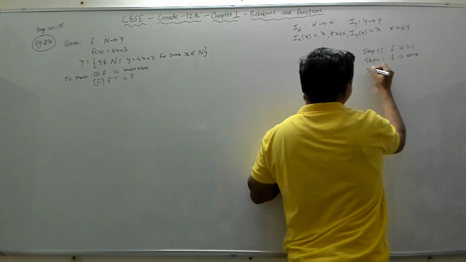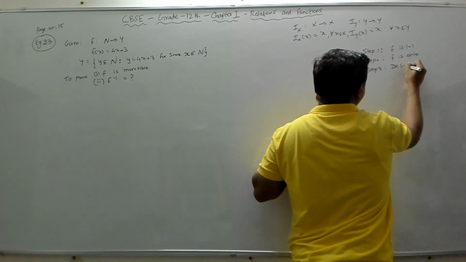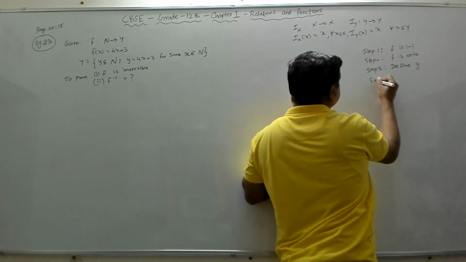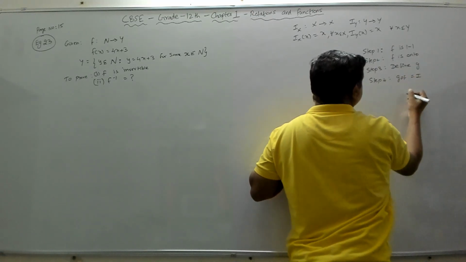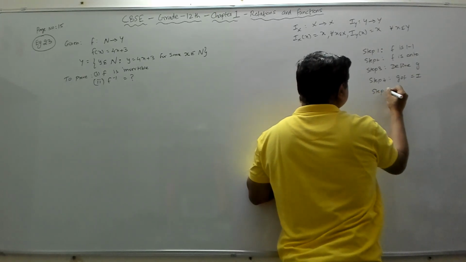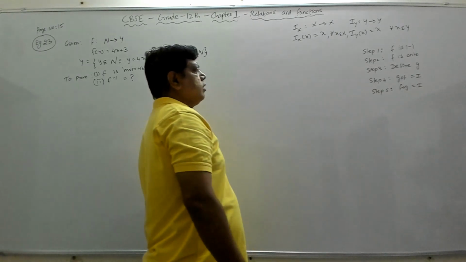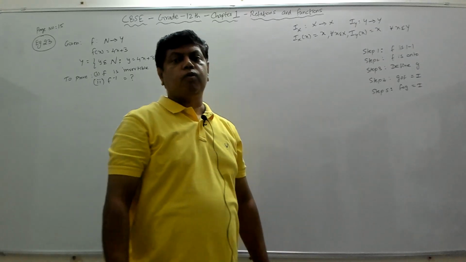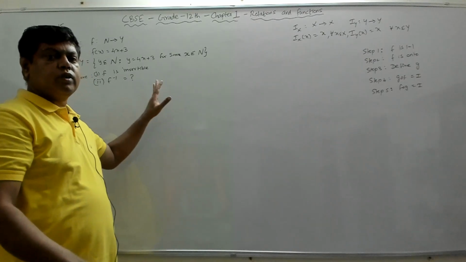So step 3 is we will define a function g. And step 4 is we have to show that g of f is equal to the identity function I. And step 5 is we have to show that f of g is also the identity function I, right? So we will follow these 5 steps whenever we want to show that f is invertible and we want to find the inverse of any function that is given.